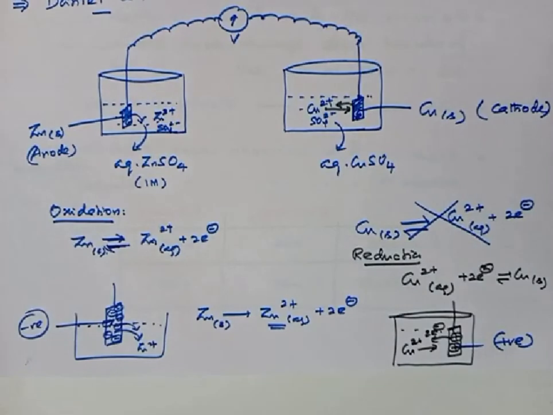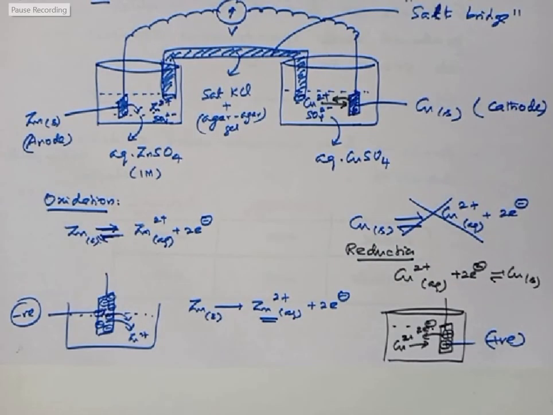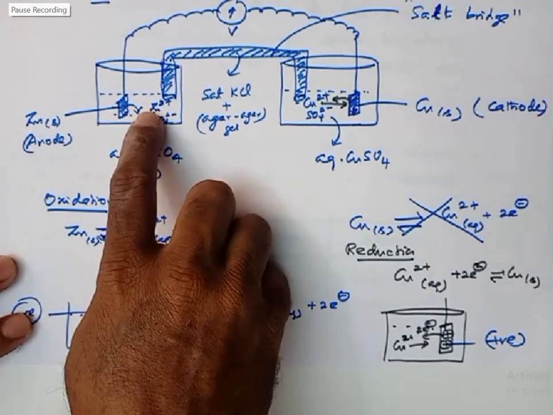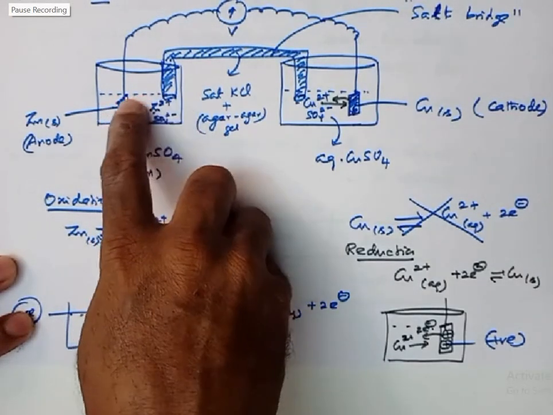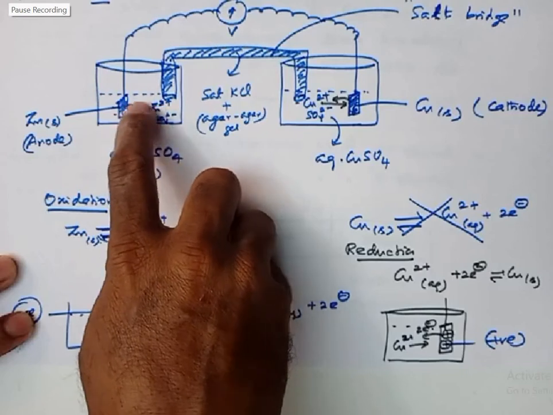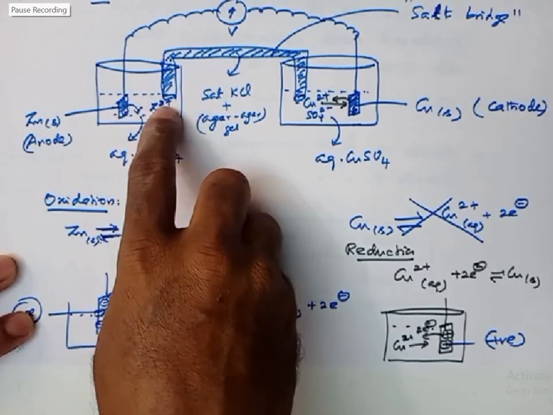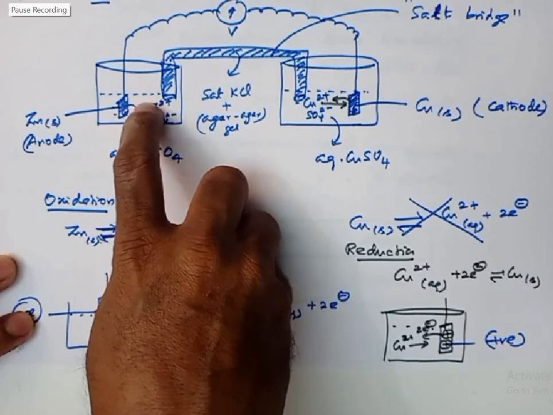Therefore, okay, listen student, the reason is this. Due to oxidation, this solution becomes positive because excess zinc ions entered the solution, so the solution becomes positive. Because of that, the oxidation reaction just stops.